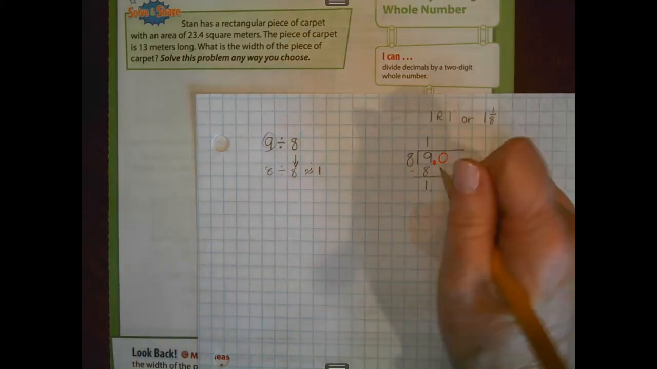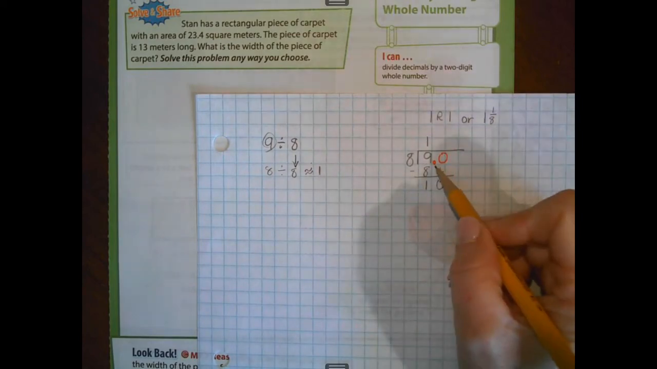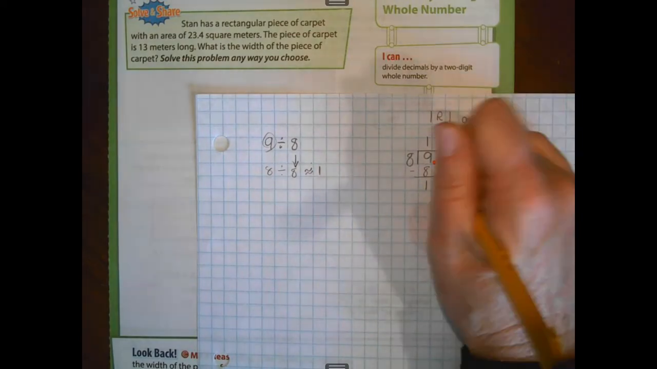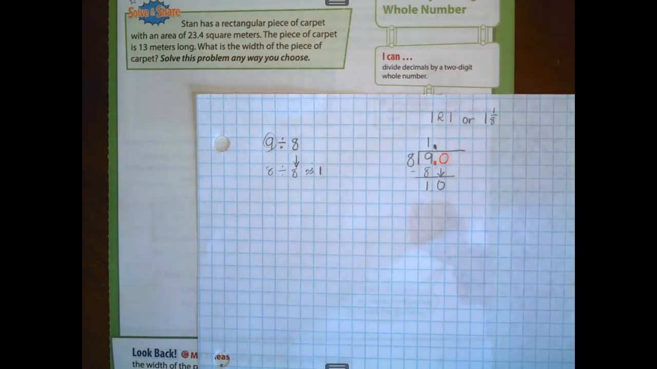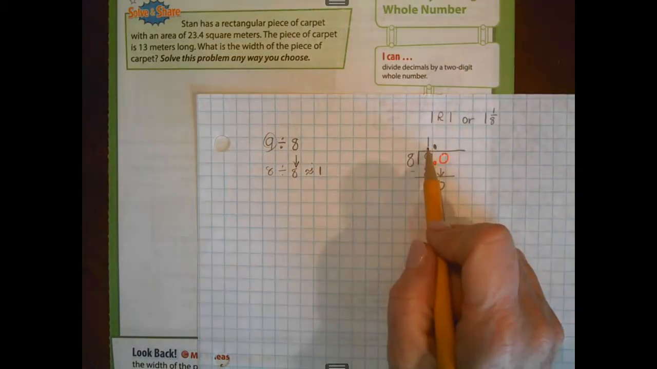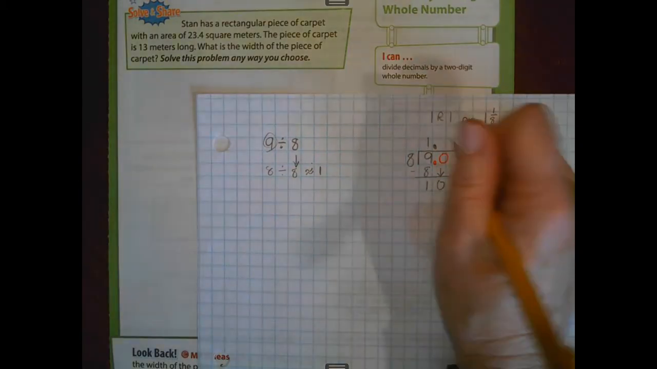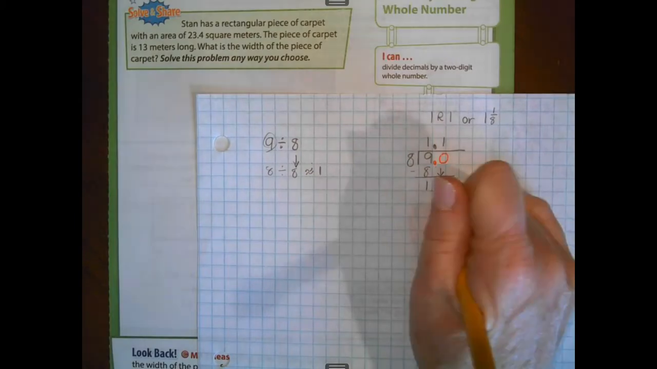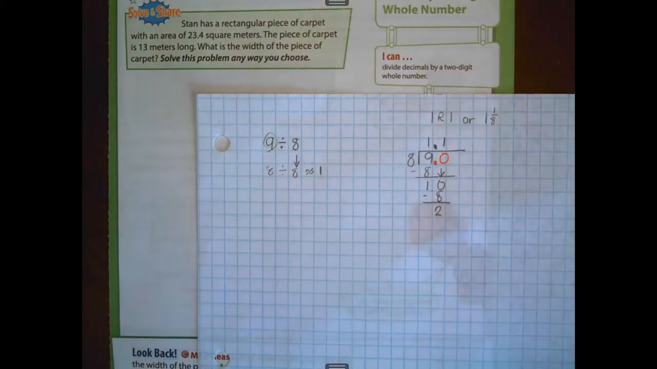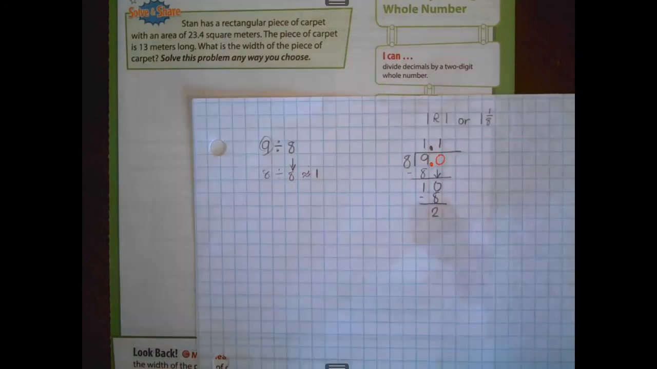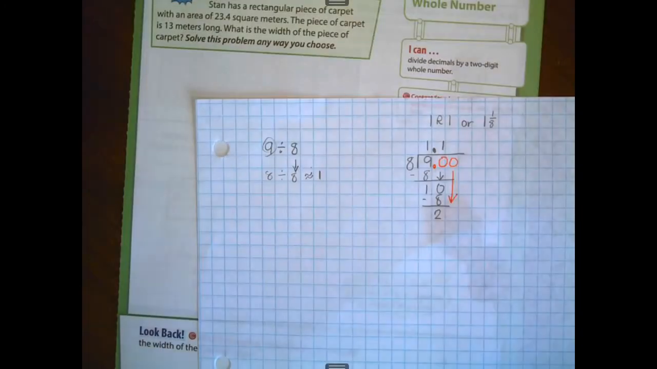So I'm going to go ahead and bring down that 0. Now, I annexed that decimal point, so it is going to go up in the quotient behind my 1, which is in the ones place. Now, 8 goes into 10 one time. 1 times 8 is 8. I subtract. I need to keep going. I need at least 2 digits behind my decimal point here.